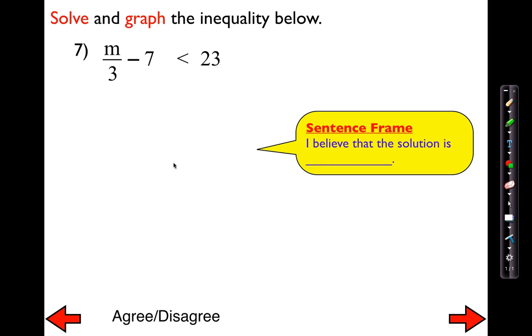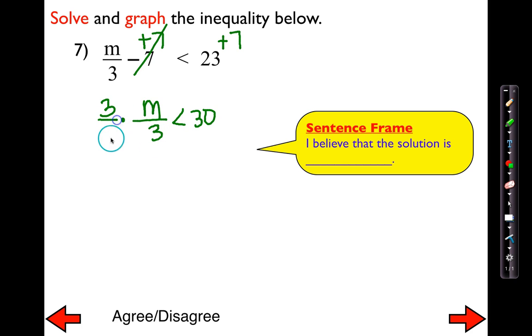Okay, so for number 7, let's go ahead and try this one together. First, we're going to undo this subtraction. So instead of subtracting 7, we're going to add 7 by using the additive inverse. Creating m over 3 is less than 30. Now we're not quite done with isolating m, so here we're going to use the multiplicative inverse. Since this is m divided by 3, we're going to do the inverse, which is to multiply both sides by 3. Notice I do like to write 3 over 1 so I can see that they cross cancel. Here we're just going to go ahead and multiply by 3, leaving me with m is less than 90.